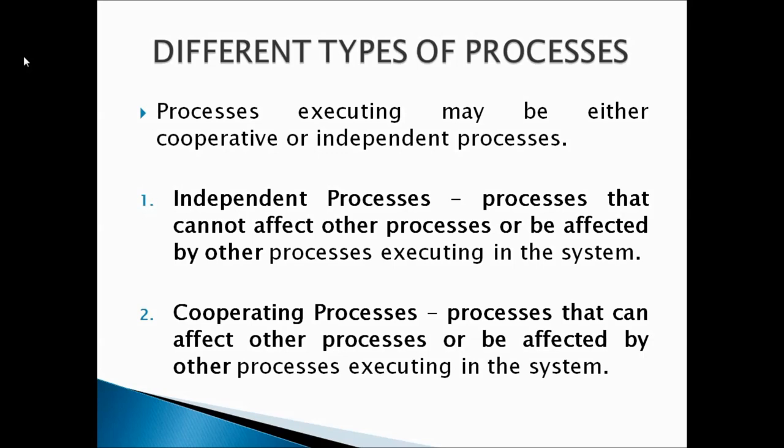Other processes are not going to depend on this process, or this process is not going to depend on other processes. But what is a cooperative process? Cooperative process means that it can affect other processes, and it also can be affected by other processes. That means cooperating processes should establish the communication with the other processes to do the tasks. Understood guys? Independent process can execute solely, that is independently, without establishing communication with other processes. But cooperating process, it's not the case. They have to establish the communication with the other processes. They have to affect the other processes to execute the tasks. Right?